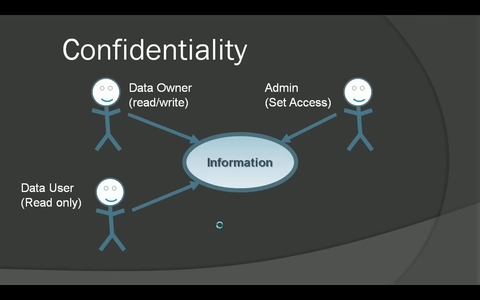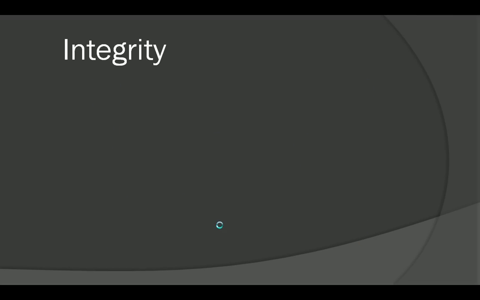Finally, in this example, we also might have a bad guy. So when the bad guy tries to access the information, hopefully our admin has properly set access, and they get denied access to changing that data. So this would be an example of confidentiality. For integrity, so let's take a look at how integrity might work.